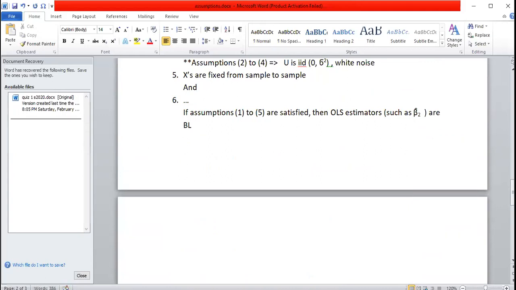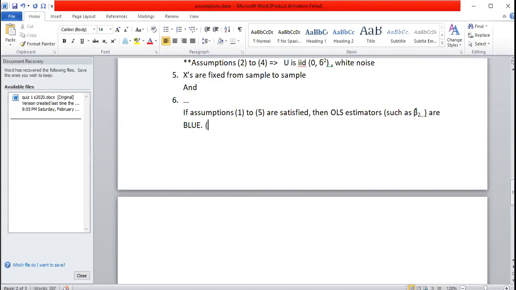Can anybody read this for me? Last line. Can somebody read it for me? Professor? Yeah. Okay, I'm going to read. If assumptions 1 to 5 are satisfied, then OLS estimators such as beta 2 are BLUE. BLUE, yes. What do you mean by BLUE? Not blue moon. Did you see blue moon? Professor, does BLUE mean best linear unbiased estimator? Exactly.